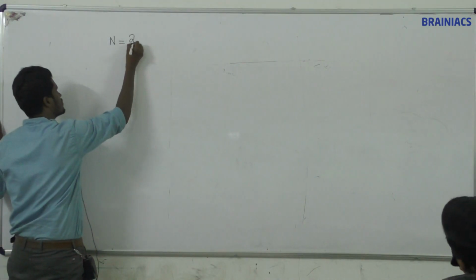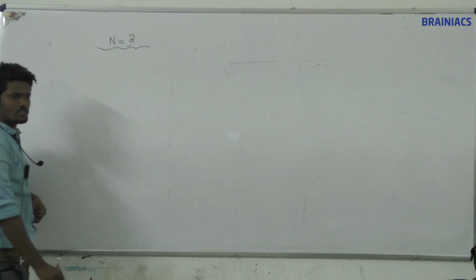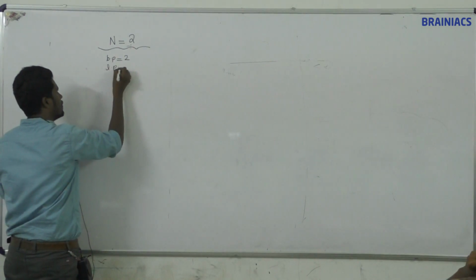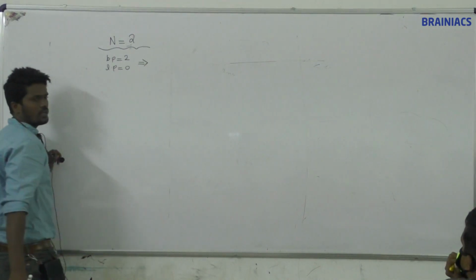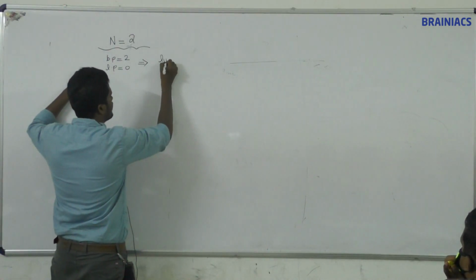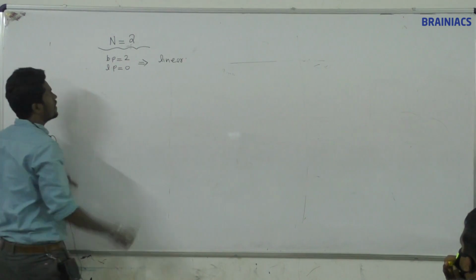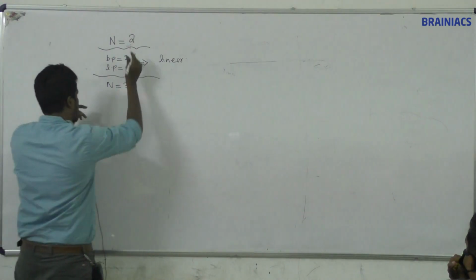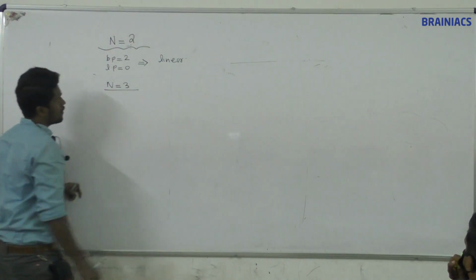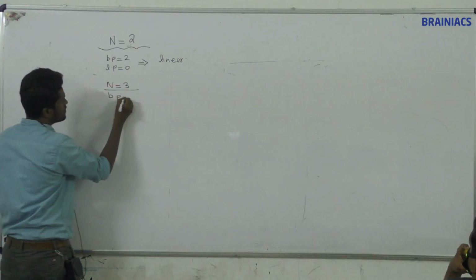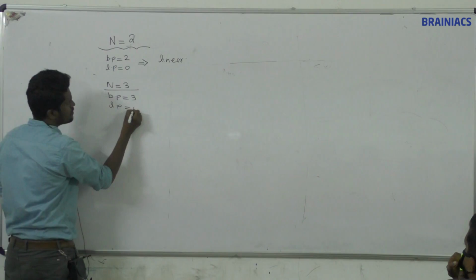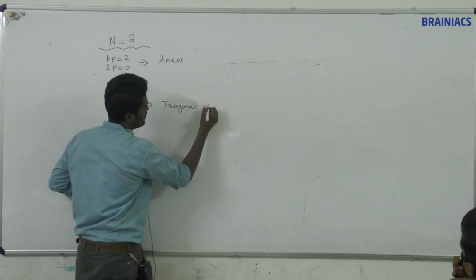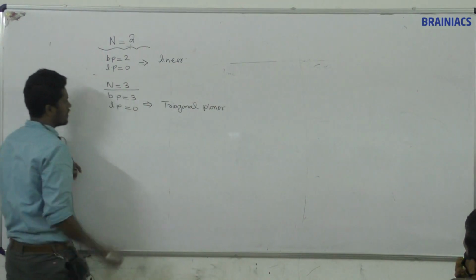Okay, so the number of pair of electrons is equal to 2. Over here bond pair is equal to 2 and lone pair is equal to 0. So what is the structure? Linear. And the number of pair of electrons is equal to 3. Bond pair is equal to 3 and lone pair is equal to 0. So what is the structure? Trigonal planar.